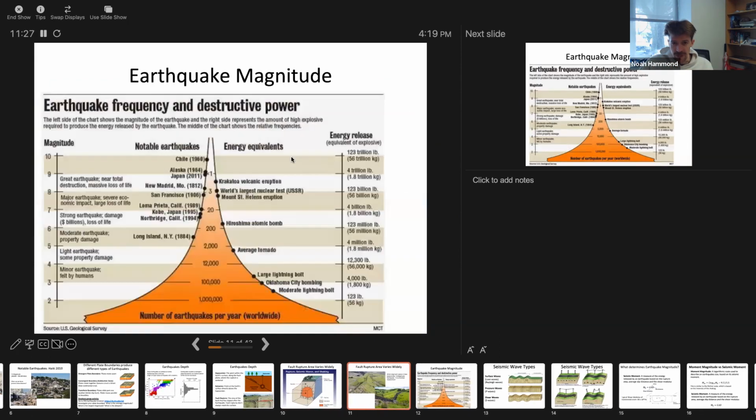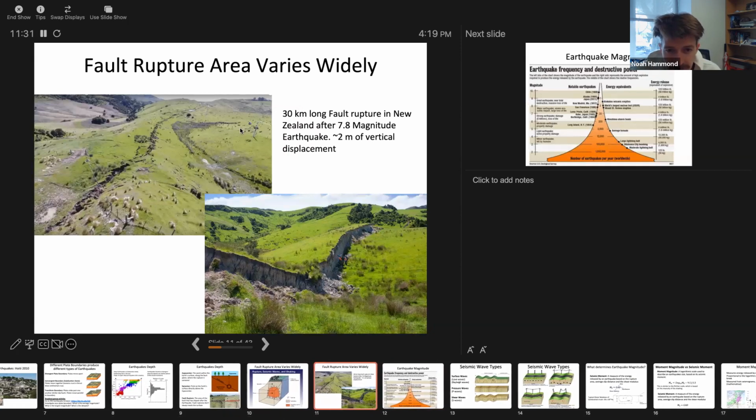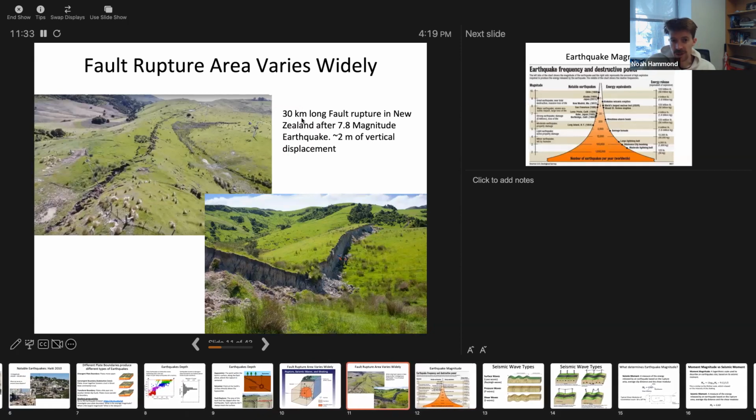So this is an example of a rupture surface in New Zealand that was really long. It was a 30-kilometer long rupture at the surface, and there was 2 meters of vertical displacement. So this is partly a thrust fault where the faults are coming together.